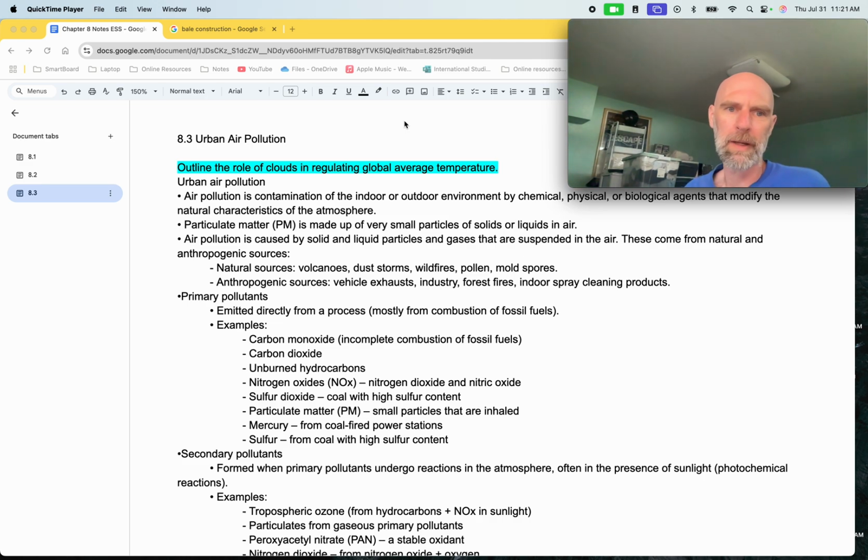Air pollution is caused by solid and liquid particles and gases that are suspended in the air. These come from natural and anthropogenic, human-caused sources. Natural sources are volcanoes, dust storms, wildfires, pollen, mold spores, things like that. They're just going to occur naturally. Now, granted, you can limit them, which is cool, but they are going to occur even if humans weren't on this planet. Anthropogenic sources are vehicle exhaust, industry, forest fires, indoor spray cleaning products.